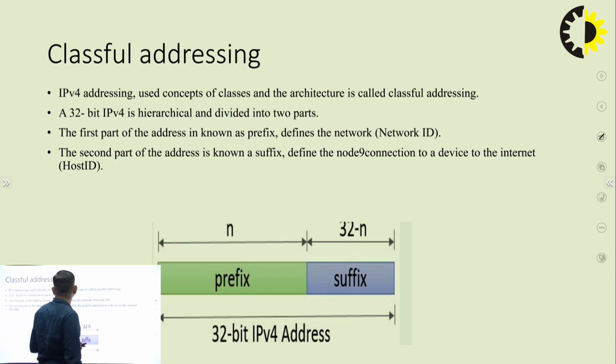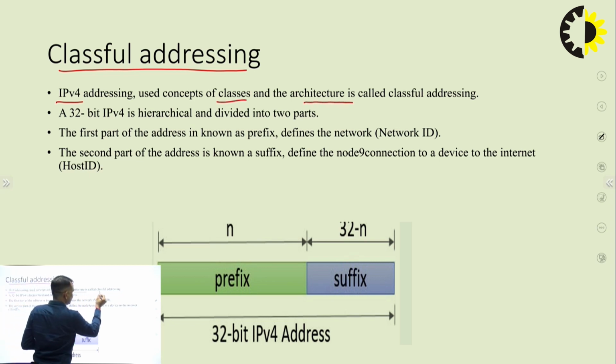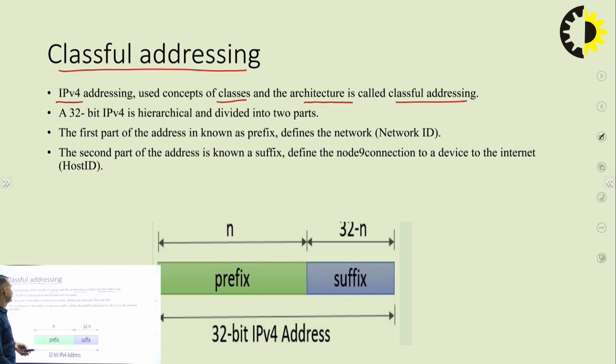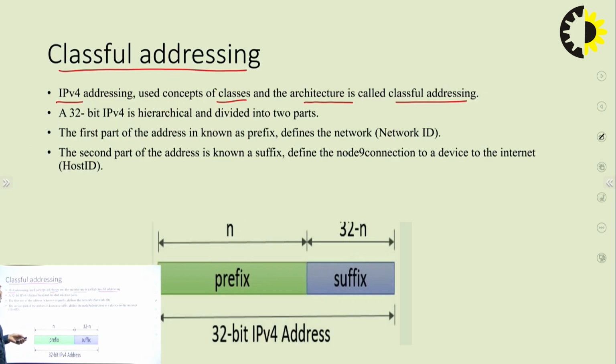But another one is classful addressing. What is classful addressing? When we are talking about version 4 addressing, the concept where we use classes and the architecture is known as classful addressing. This means IP addressing uses the concept of classes and architecture. As we just discussed, it uses 5 types of classes: class A, class B, class C, and class D. So it uses the concept of classes, and this architecture is known as classful addressing.